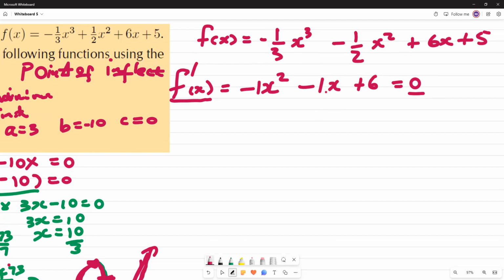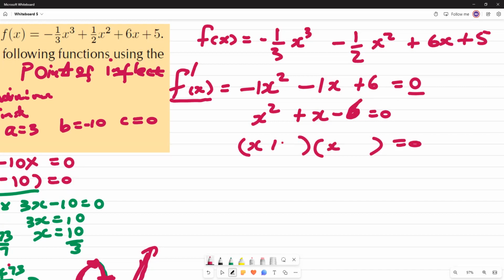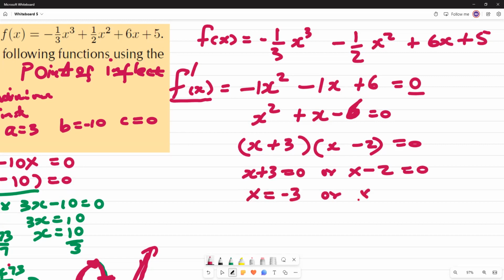Then from there, let's see. I'm going to switch all the signs here. So it's going to be x squared plus x minus 6 equals 0. And then you can use the quadratic formula, or you can just factorize this to be plus 3 and minus 2. Then we know that this guy will be 0. So x plus 3 equals 0, or the second bracket must be 0 as well. Then we know that x equals negative 3 or x equals 2, right?